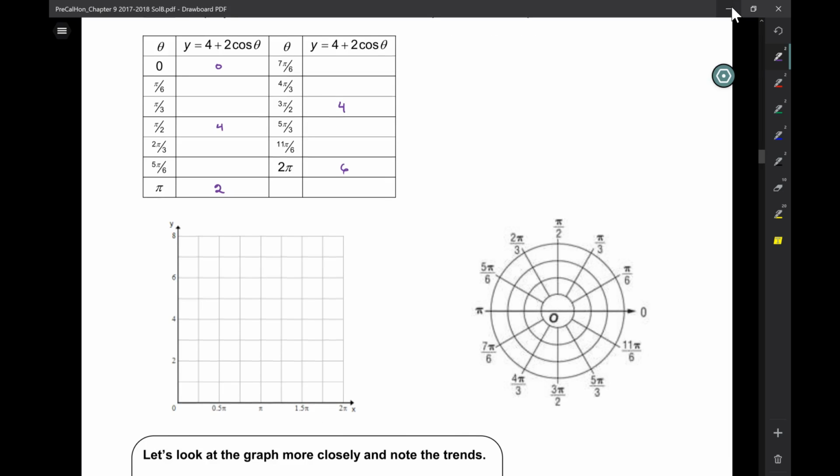Okay. Let me graph this without crowding it too much. So we start at, I meant to write 6 over there. All right, so we start at 6, then go to 4, then go to 2, back up to 4, back up to 6.